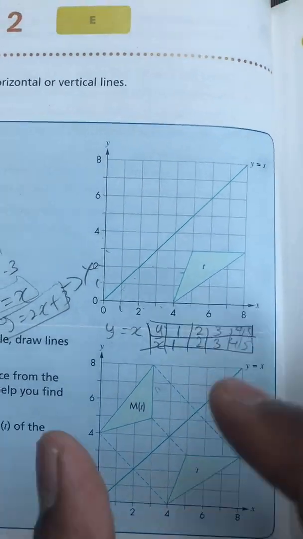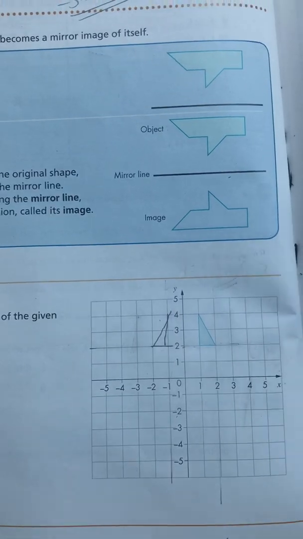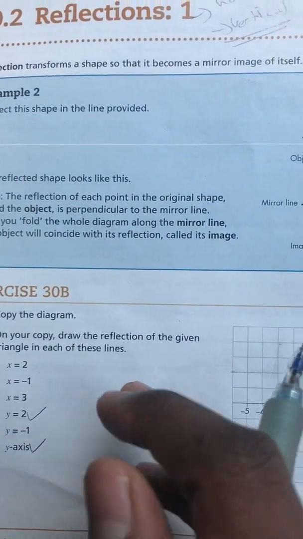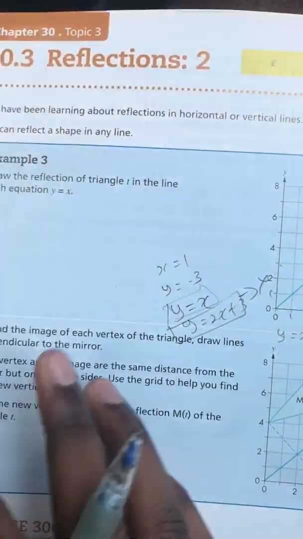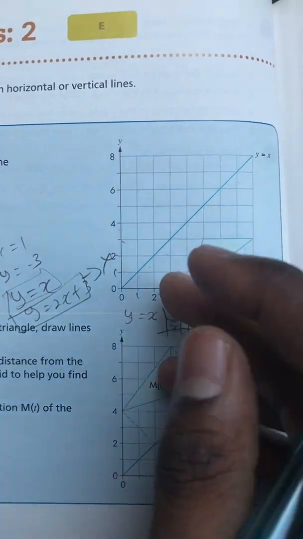So if you notice the difference between reflection 2 and reflection 1, reflection 1 we consider much easier because we just talk about horizontal and vertical lines. But in reflection 2, we're going to talk about this kind of line. This kind of line, usually students have a hard time to understand.